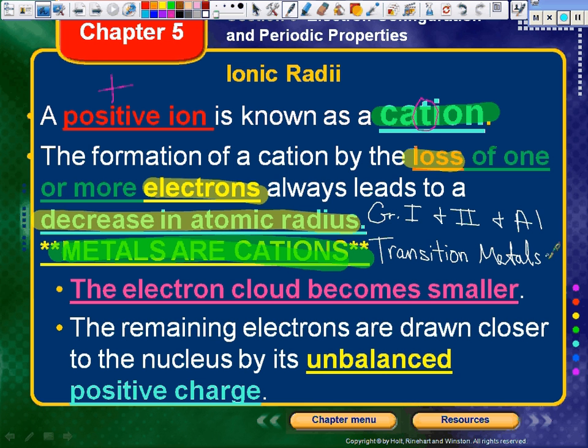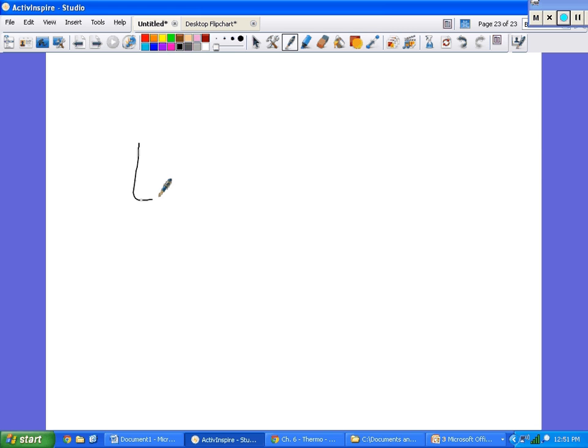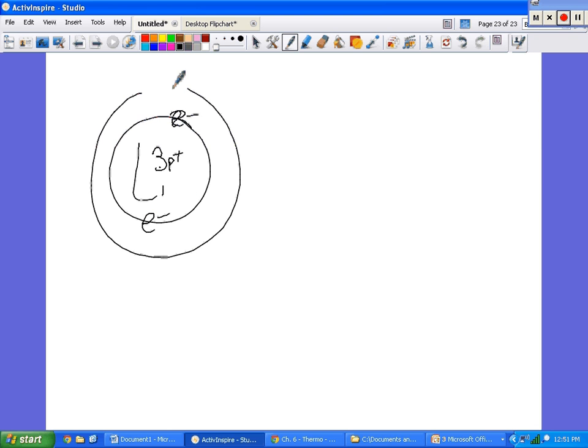So, let's look at a drawing. I'm going to take that same lithium that I always draw, and I'm going to put 3 protons in the center, and I've got an electron here, and I've got an electron here. If we want to become a cation, what are we going to have to do? So which one are we going to lose? The one on the outer shell, right? You think that thing's going to disappear? Well, so now, what do we have going on?